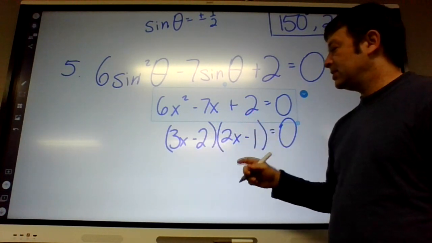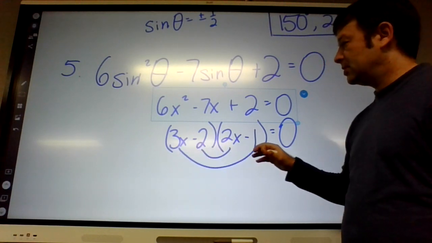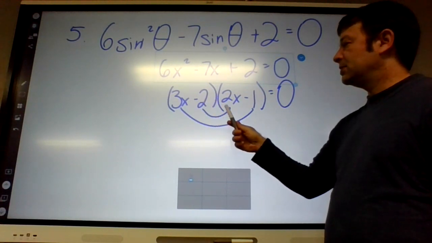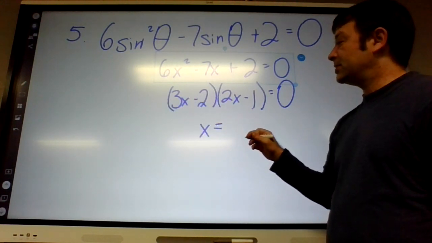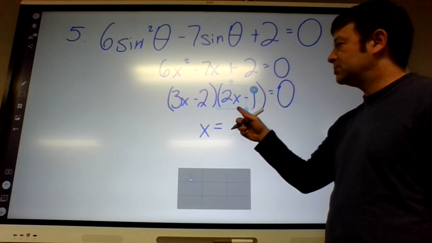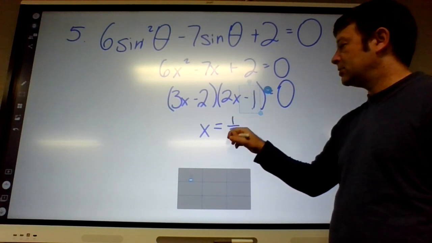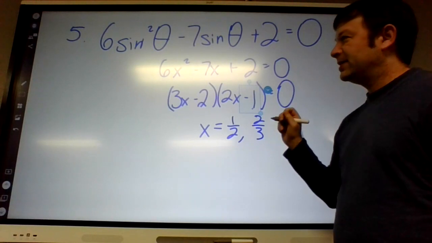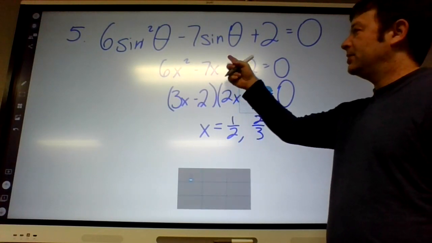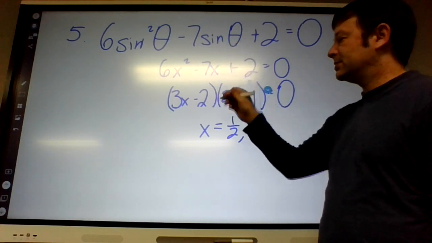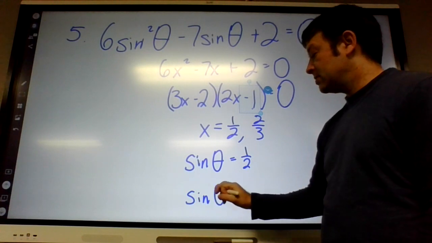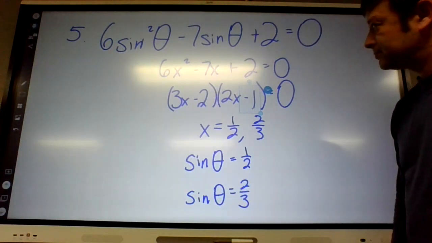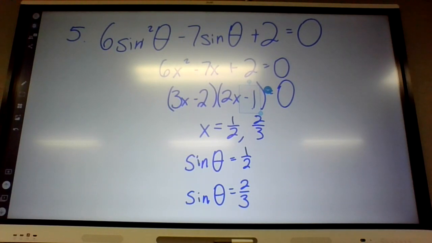Negative times negative is positive. So when you FOIL, what do we get? -4x minus 3x, -7x. So this is right. So if I was solving this, what would x be? What x values make this equal 0? 1/2, then 2/3. Okay, that's not actually the answer though. I kind of changed the problem, right? I replaced sine with x. So really it's sine of theta equals 1/2, and sine of theta equals 2/3. So those are our two.